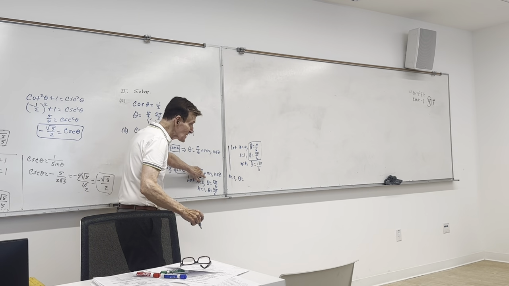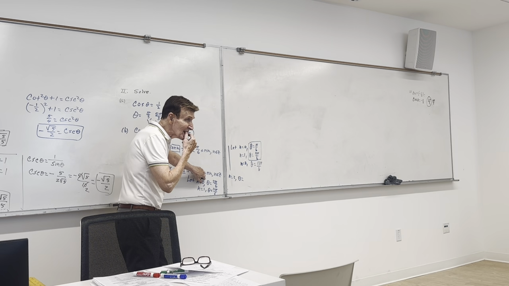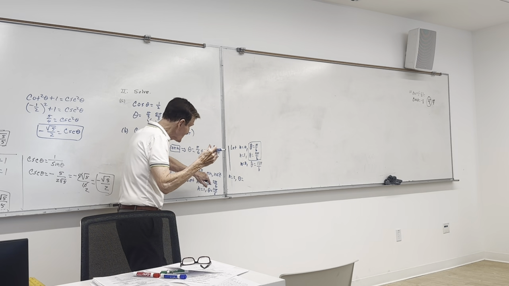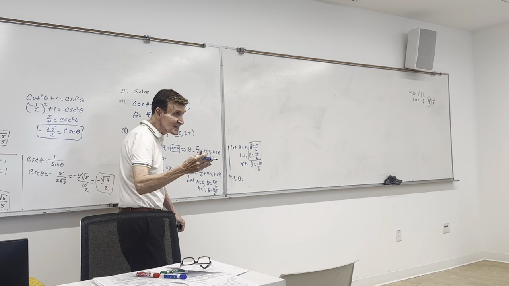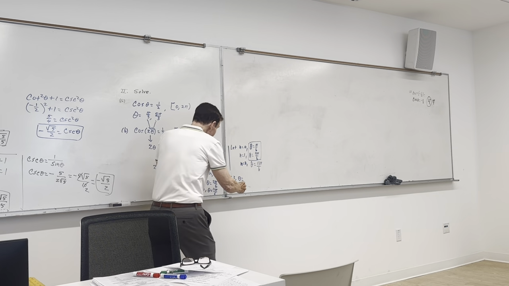I get 5 pi over 6 plus what? 2 pi? Help me out. What is that? 5 pi over 6 plus 2 pi. 17 pi over 6? Is it 17? 17 pi over 6?